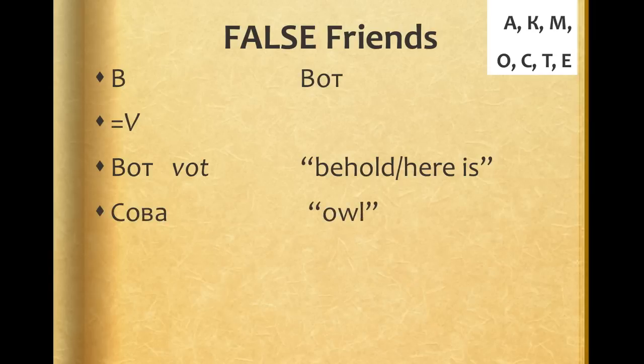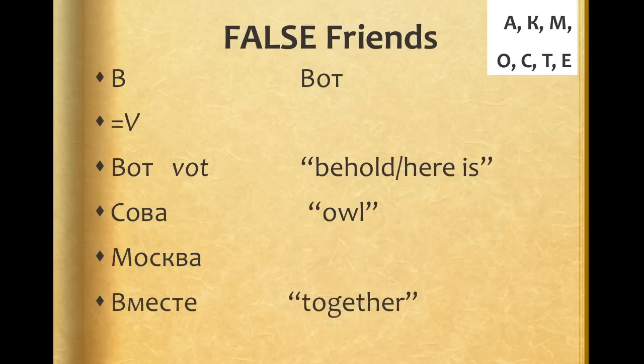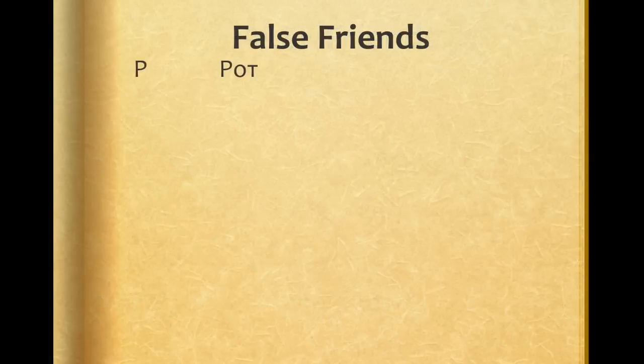How about this one? Vada. Again, notice that O is becoming an A sound because it's not stressed. And here. This is a city in Russia. Moskva. And how about this one? Вместе. And last one? Ветка. Good.